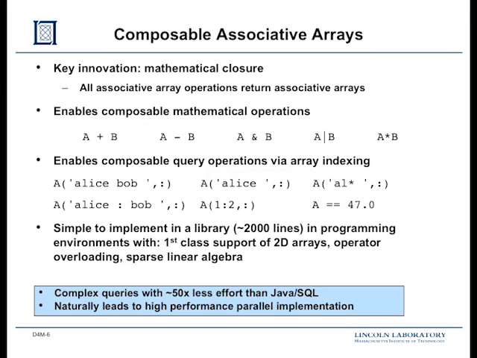And likewise, we can do very easy query operations. If we want to get rows Alice and Bob, row Alice, rows beginning with AL, rows Alice to Bob, the first 2 rows, everything equal to 47, every single one of these will return another associative array. So again, this compositional concept is very, very important.